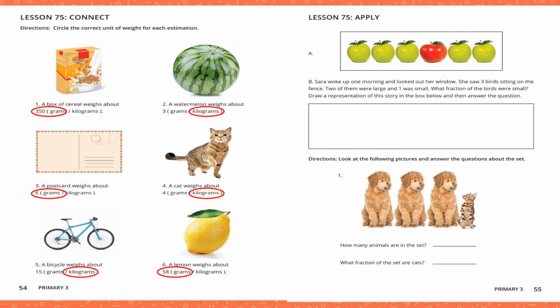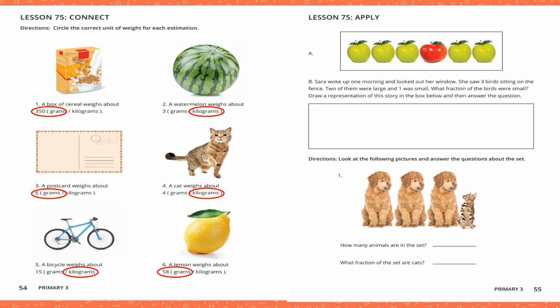Okay, so if I want you to find the fraction of red apple, how many red apples here? 1. 1 out of what? In the denominator we write the total number. So 1 over 6. So the fraction of red apple is 1 over 6.